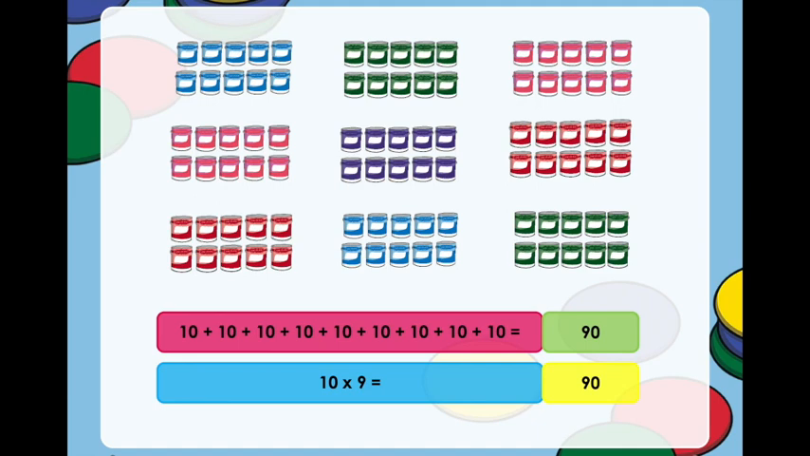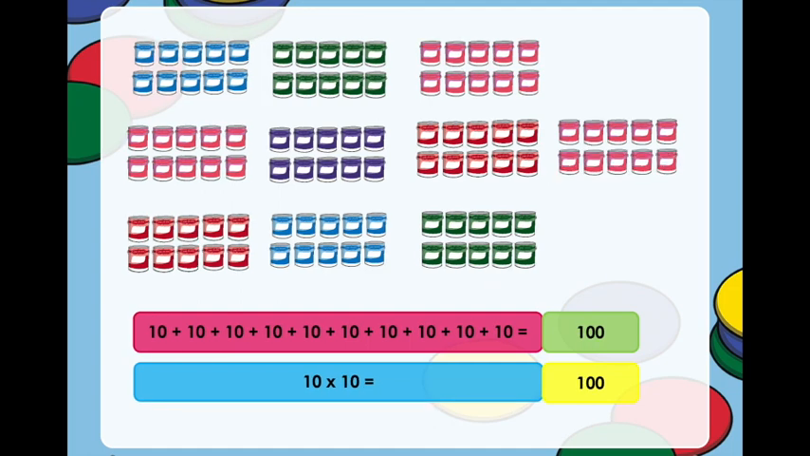Now we have 9 groups of cans of paint. And in each group, there are 10 tons of paint. So we can say 10 plus 10 plus 10, nine times, which is equal to 90. And to make it easier, we can say 10 times 9, which is equal to 90.